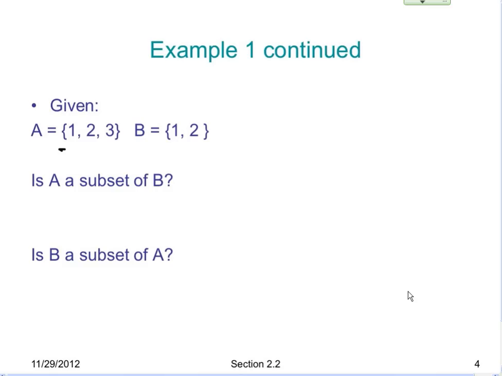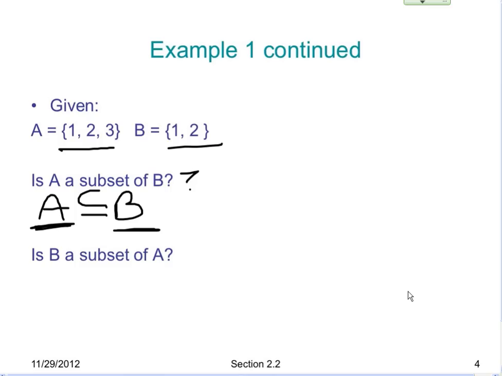So we have set A, which is {1, 2, 3}, and set B, which is {1, 2}. The question is, is A a subset of B? Well, is every element from A also in B? 1 is in B, 2 is in B, but 3 is not. So A is not a subset of B.